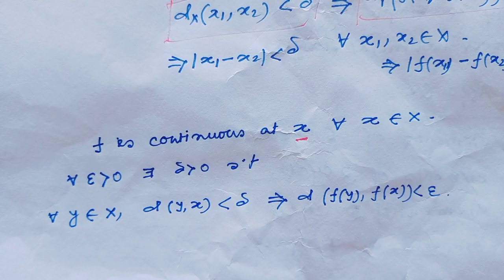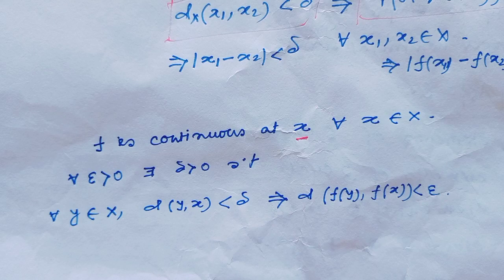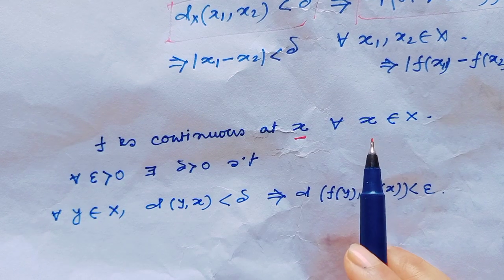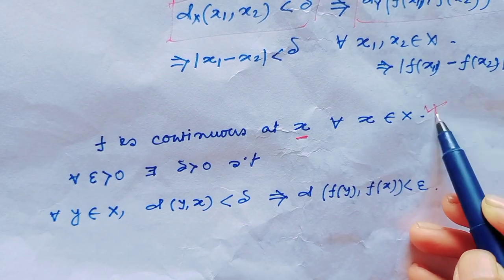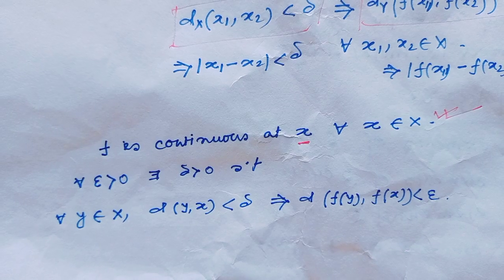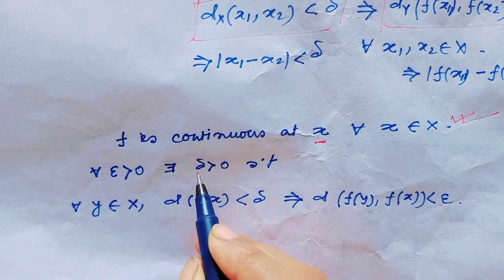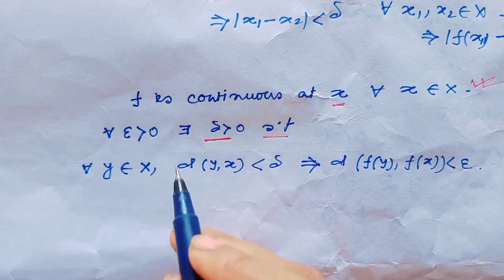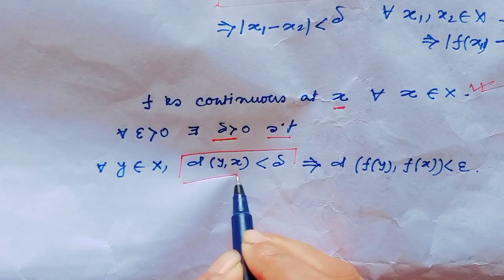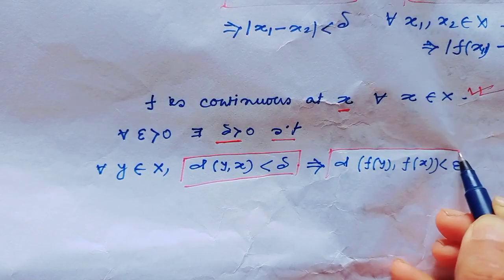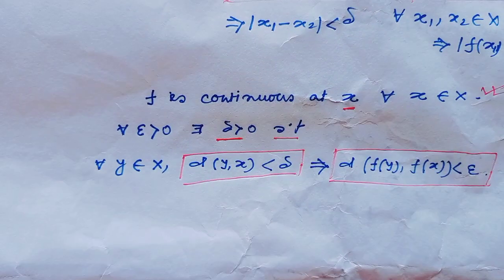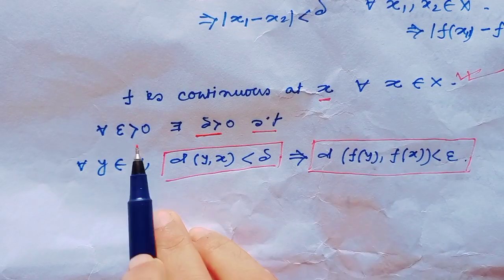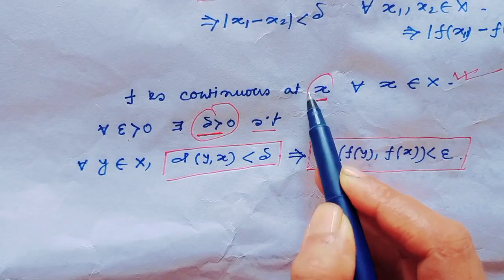The definition of continuity in metric space: f is continuous at a point x means for all epsilon greater than 0 there exists delta greater than 0 such that for all y belonging to X, the distance between y and x less than delta implies the distance between f(y) and f(x) less than epsilon. That means this delta depends not only on epsilon, but also on the point.